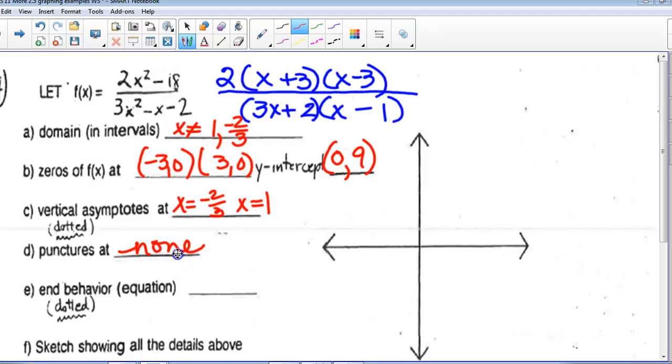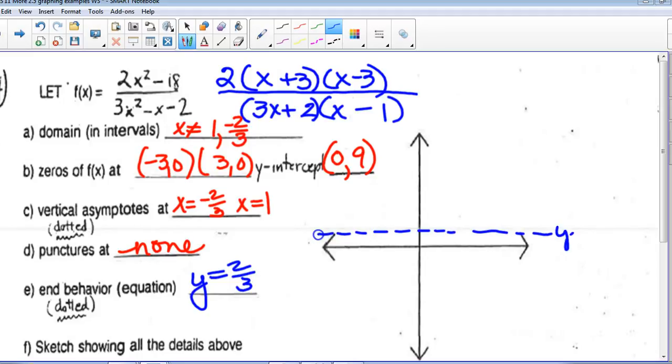End behavior, Crystal? Equal weight, top heavy, bottom heavy. And what does that mean? Yes, y equals 2/3. Great job. All right, are we done?